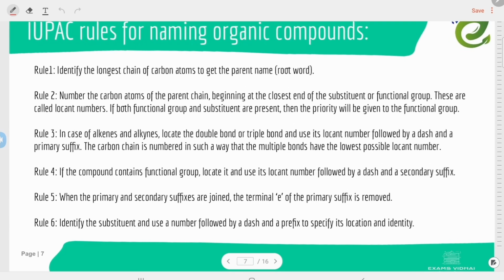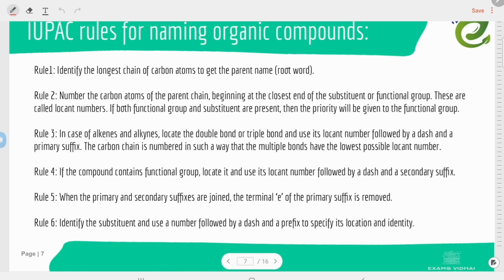Rules for naming a compound. Identify the longest chain of carbon atoms for the parent name. Number the carbon atoms of the parent chain beginning at the end closest to the substituent or the functional group. These are called the locant numbers. If both a functional group and a substituent are present, then priority is given to the functional group.